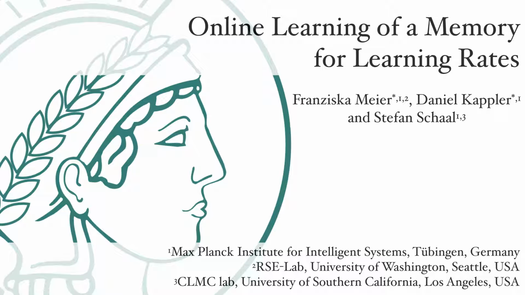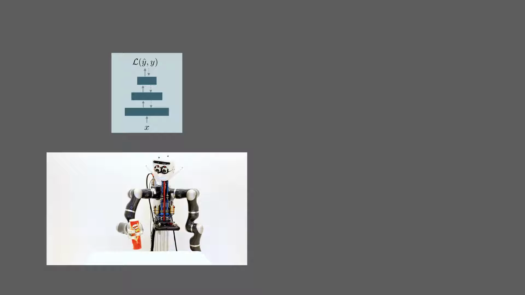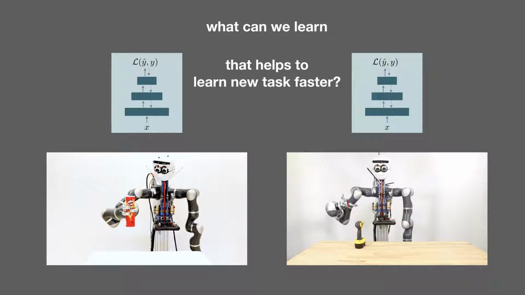We present online learning of a memory for learning rates. We ask ourselves the following question. When learning to execute task 1, which involves learning a mapping from X to Y, what can we learn that helps us learn task 2 faster?